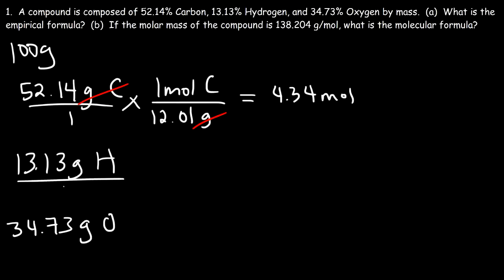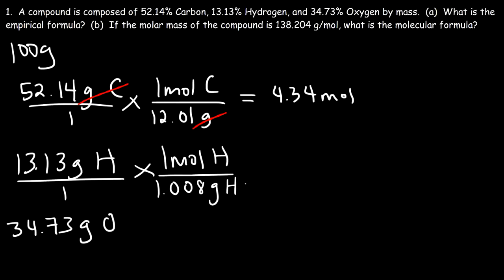Now let's do the same thing for hydrogen. The molar mass of hydrogen is 1.008 grams. So that means 1 mole of hydrogen has a mass of 1.008 grams. So let's take 13.13 and divide it by 1.008. So this will give us 13.026 moles of hydrogen.